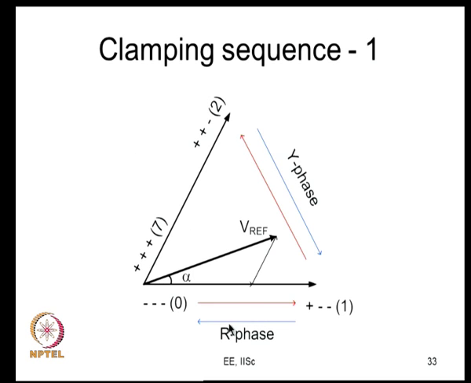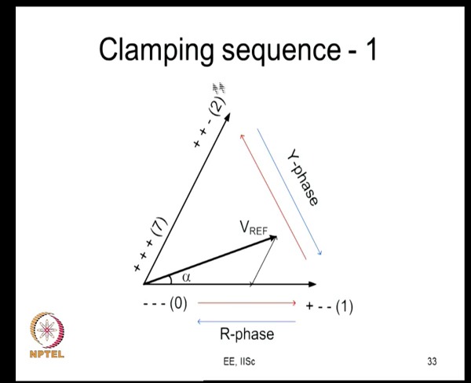Now, you can produce this in many sequences. What is normally done is your conventional switching sequence, that is you start from here and you go there. You apply the null vector for Tz by 2 seconds, you apply active vector 1 for T1 seconds, you do active vector 2 for T2 seconds, and then you once again come here and do the null vector for Tz by 2 seconds.